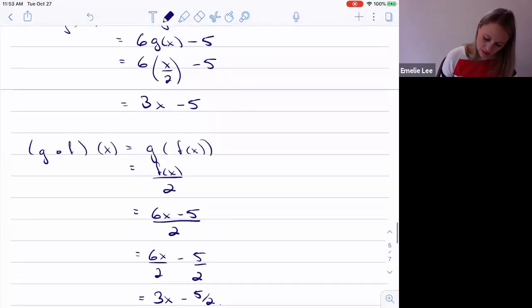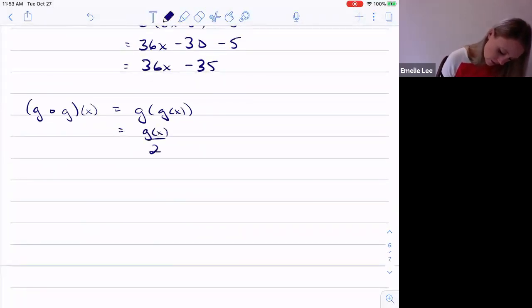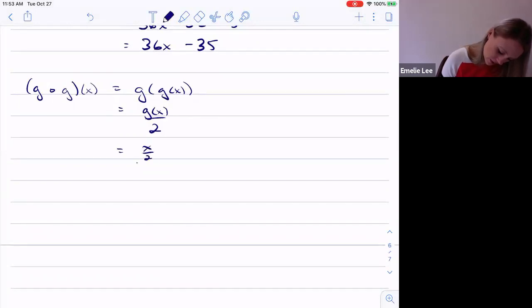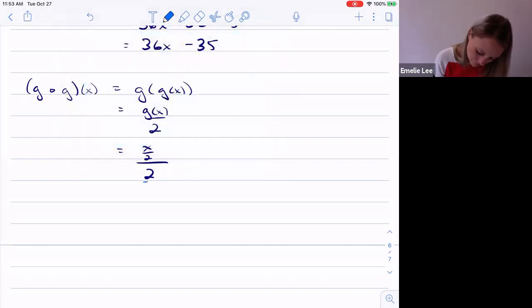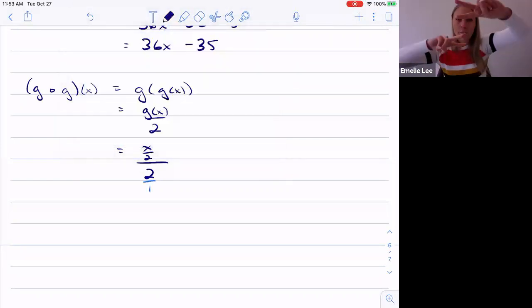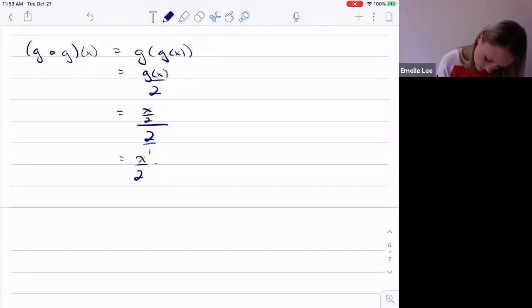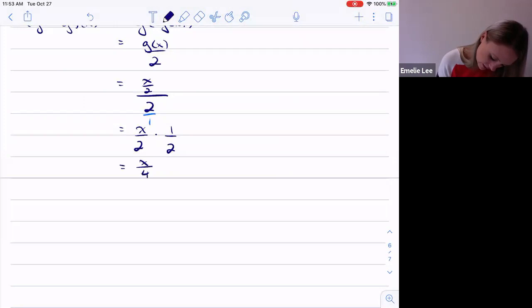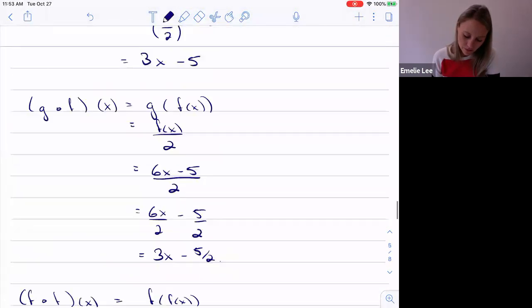G of x is x over 2. Okay, so I get g of x over 2, which is x over 2 over 2. I've got a fraction over a fraction essentially, right? 2 over 1. So I'm going to flip the denominator and multiply. So I get x over 2 times 1 over 2, x over 4 is my new function. Okay. Good.